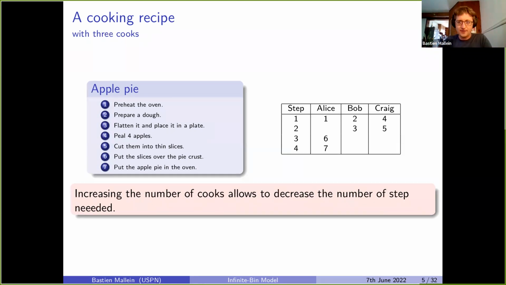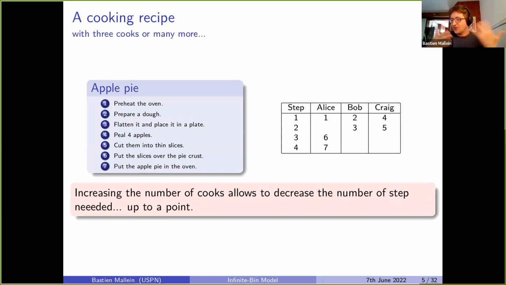So if you add a third cook to prepare your apple pie, Alice will, for example, take care of the oven, Bob takes care of the dough, and Craig takes care of the apples. But then you run into some problem, right? If you add a fourth one, well, you cannot start cutting the apples until they are peeled. You cannot start flattening the dough until it's prepared. You cannot put everything in the oven before the elements are put together. So you have a limited number of steps that you can parallelize, and at some point you run out of things to do for your extra cooks.